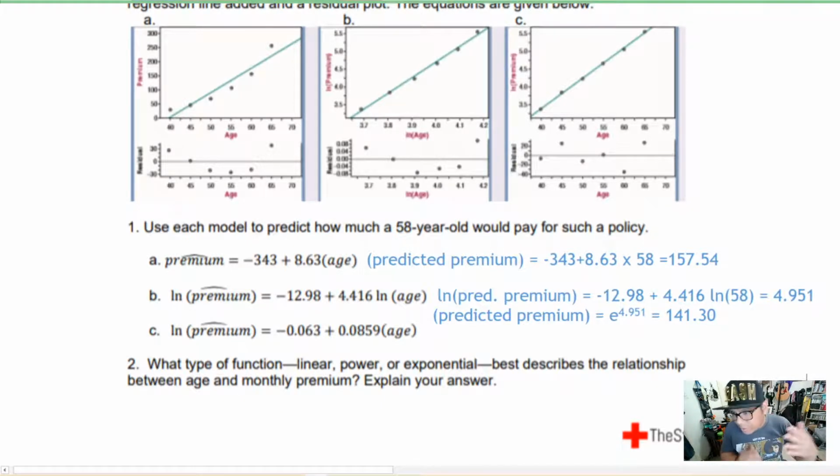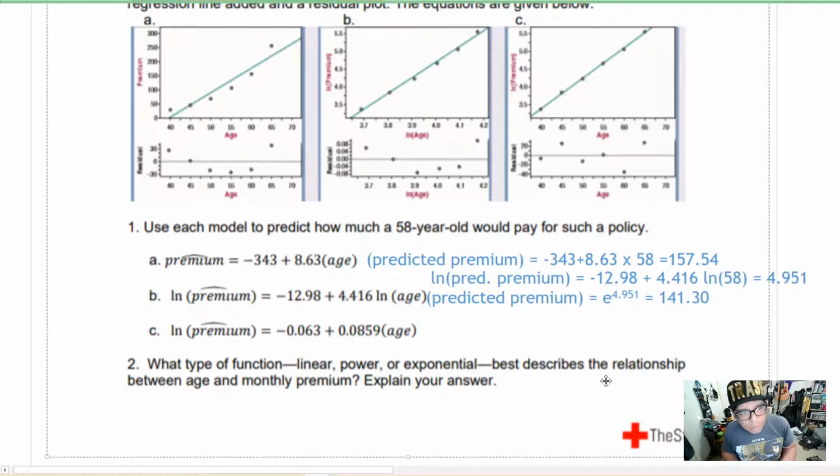I actually used the entire unrounded version of 4.951, so your result may be a little bit different than that. But if you use the full number and not round it, you should get 141.3. Anyways, using model B, we predict a premium of 141.3.